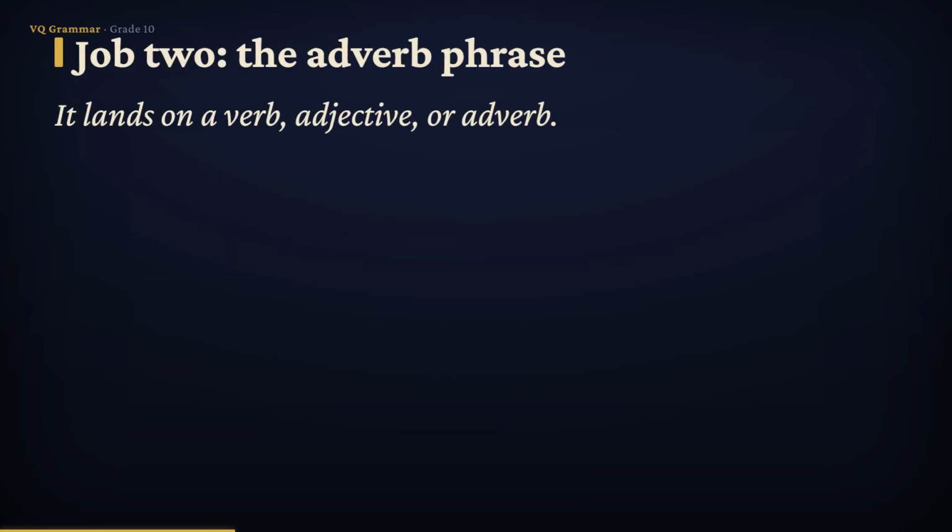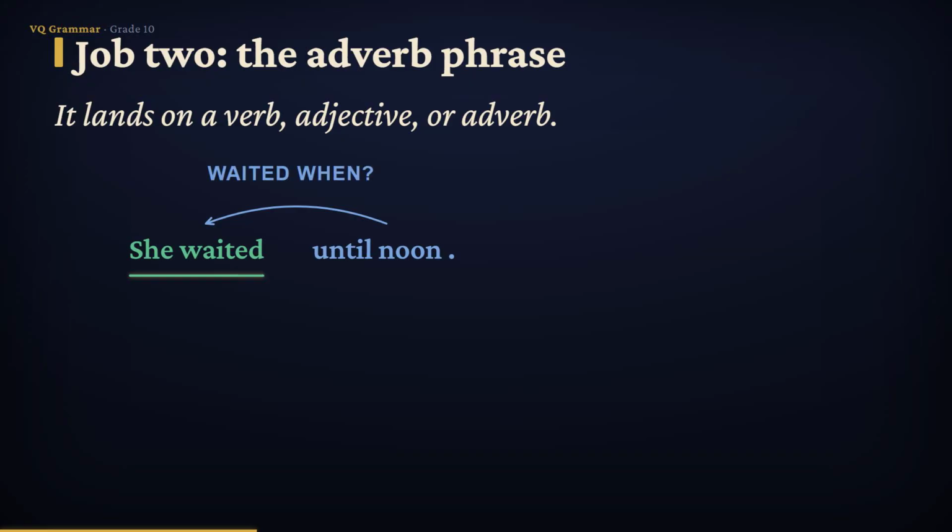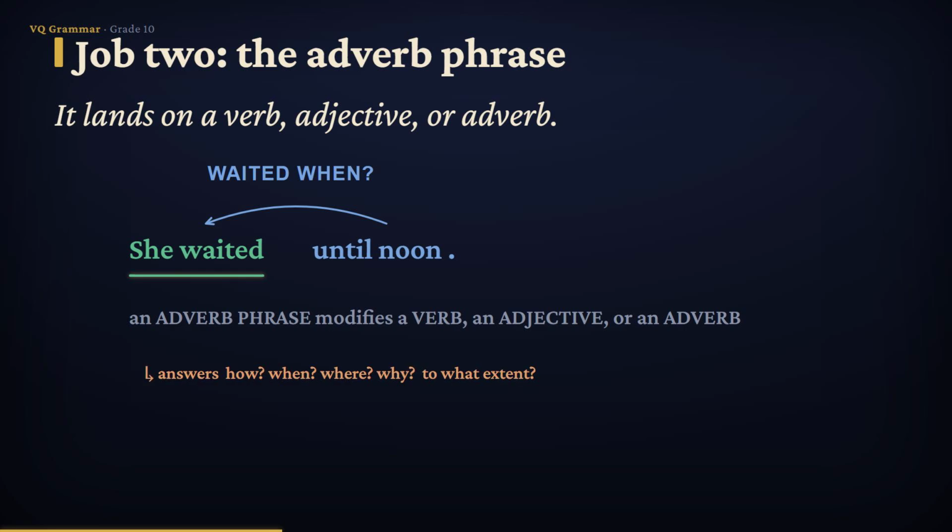Now the other job. A prepositional phrase can also do the work of an adverb. She waited until noon. There is the verb, waited, and there is the phrase, until noon. Ask the adverb question. Waited when? Until noon. The phrase is modifying the verb, so we call it an adverb phrase. An adverb phrase is a prepositional phrase that modifies a verb, an adjective, or an adverb. It answers how, when, where, why, or to what extent.